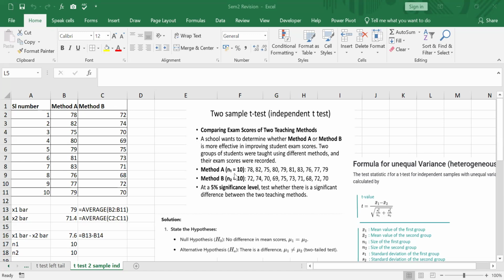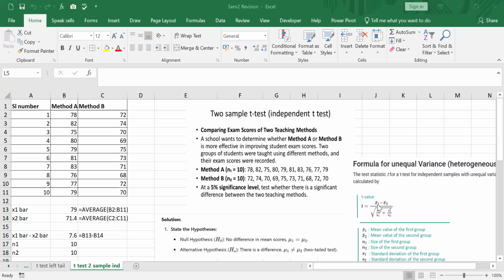Method A, a sample size of 10, these are the marks. Method B, again sample size 10, these are the marks. At 5% significance level, test whether there is a significant difference between the two teaching methods. First thing that you have to do is list student serial numbers 1 to 10. Method A marks are here, method B marks are here. These are two different groups, not the same group before and after situation. Therefore, it is an independent t-test.